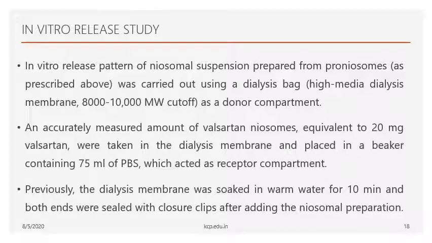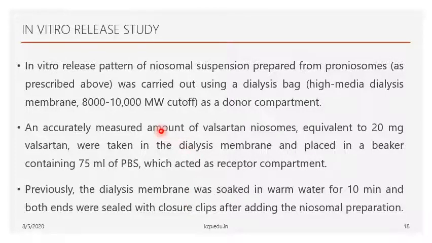Next is the in vitro release study. In this study, the niosomal preparation of proniosomes was evaluated using a HiMedia dialysis membrane. Before use, the dialysis membrane should be soaked in warm water for 10 minutes, and both sides should be sealed with closure clips.